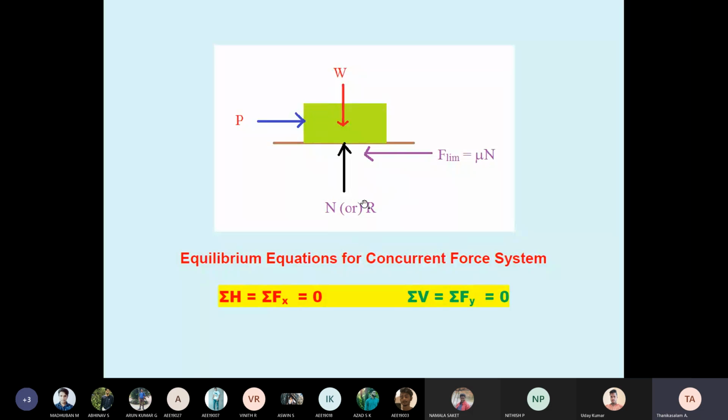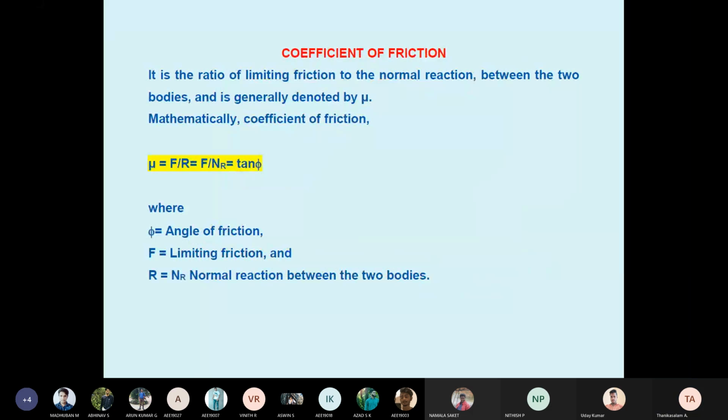So consider this force system as a coplanar concurrent force system. Therefore, we know the equilibrium equations: the sum of all horizontal forces equal to 0 and the sum of all vertical forces equal to 0. Then only can we say the body is at rest. Remember, in the last class we discussed this concept, equilibrium of a body on a rough horizontal plane. Using these equations, we already solved 2 or 3 problems, just to recollect.